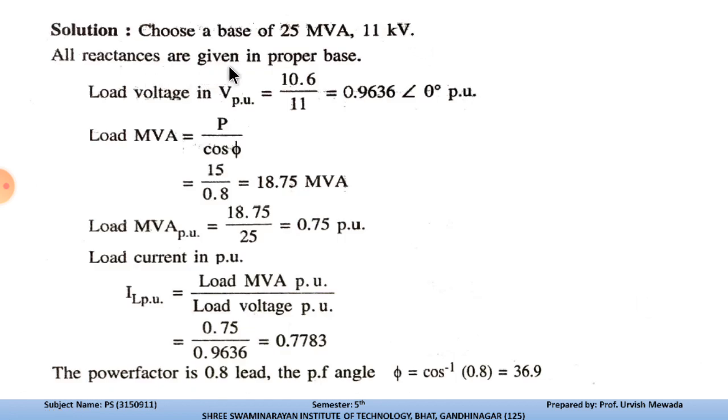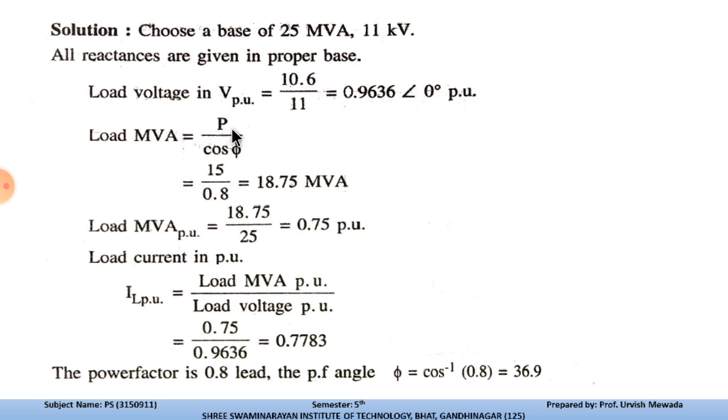Choose a base MVA, as we have already discussed, that we can take the highest MVA rating, that is 25 MVA. So 11 kV is the base kV, and all the reactances are given on the proper base. So the load voltage in PU is 10.60 divided by 11, the base kV rating that we have selected, that is 0.9636 at angle 0 PU.